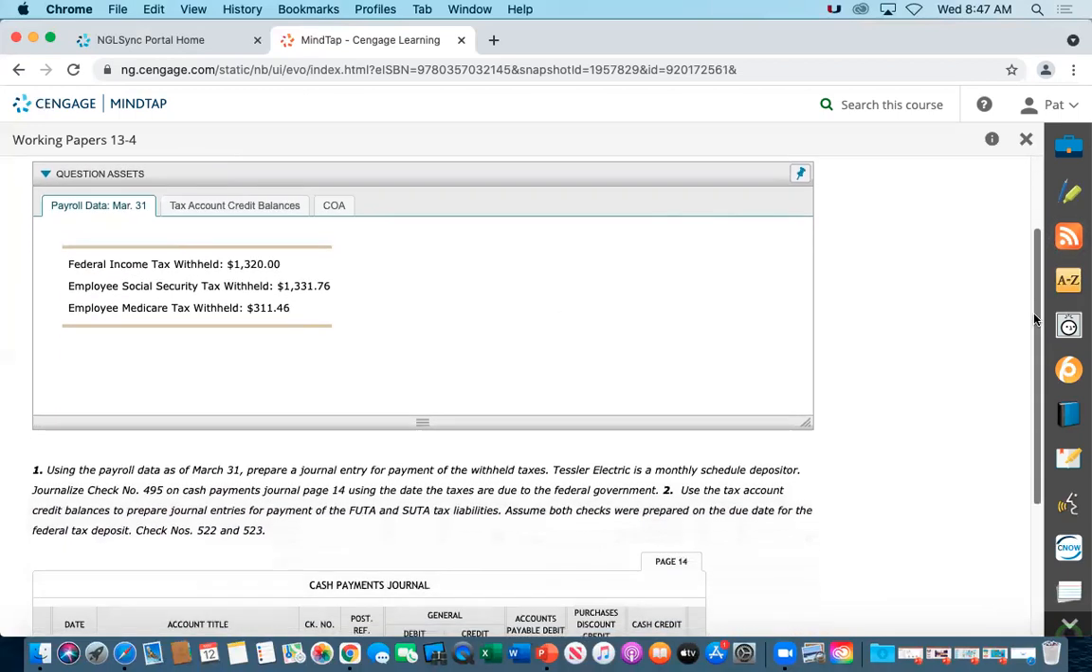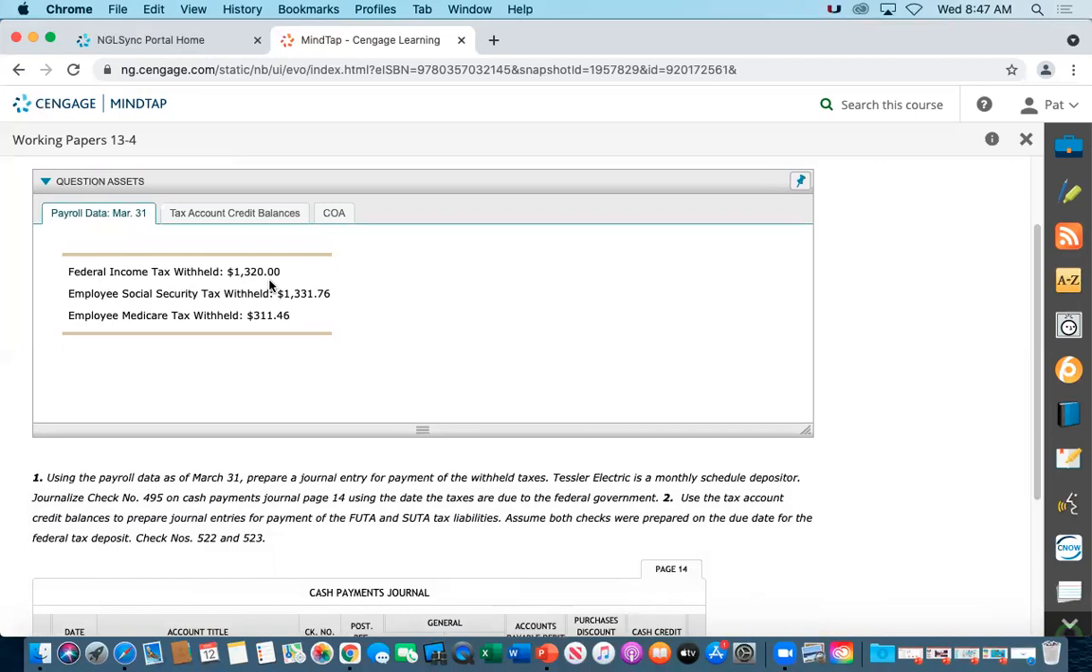Okay, so this is a little different. They got federal income tax withheld, employee. You see how this says employee? Y'all see that? It says employee Social Security, employee Medicare. What do we know about Social Security and Medicare? When we pay it, it's employee and the employer has to match it, right? Okay, so just kind of think about it.